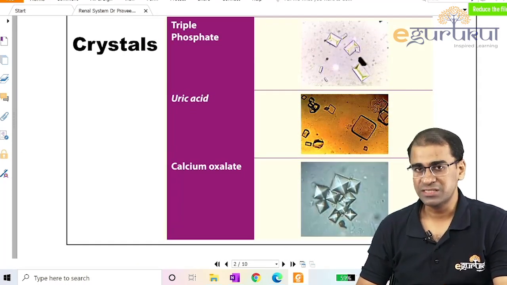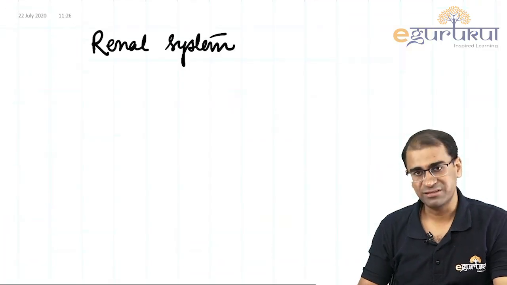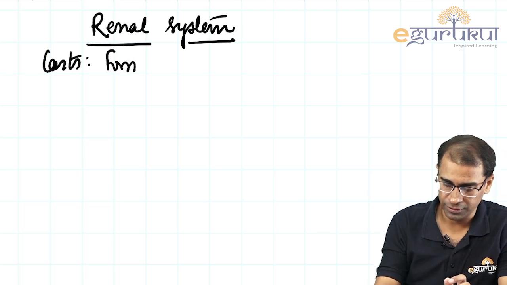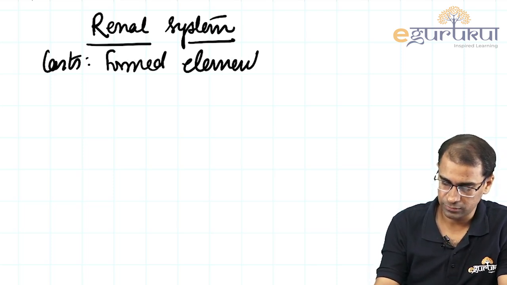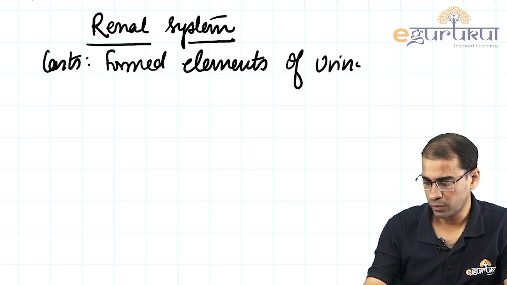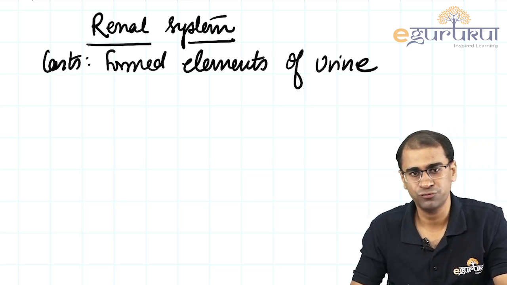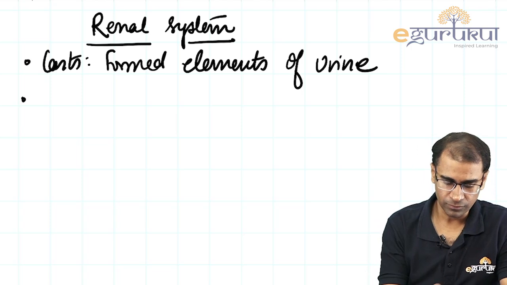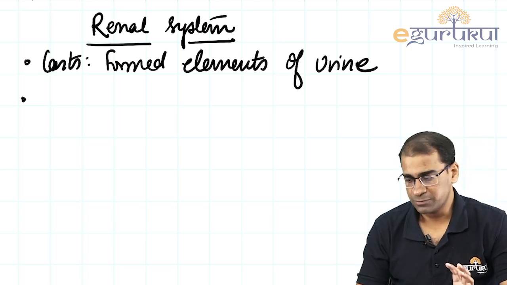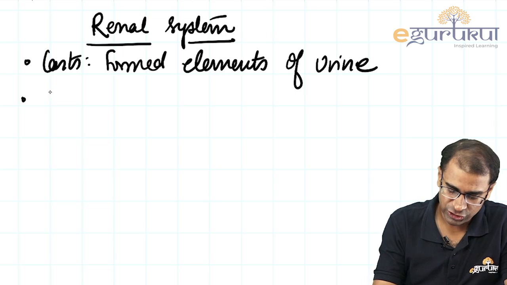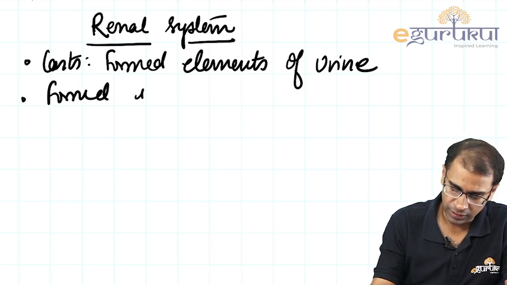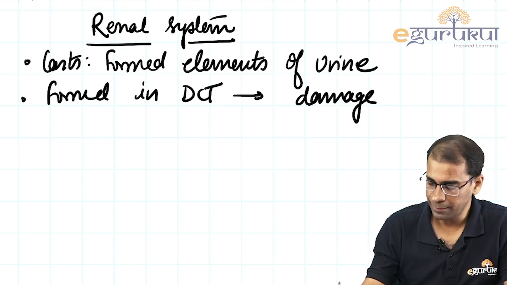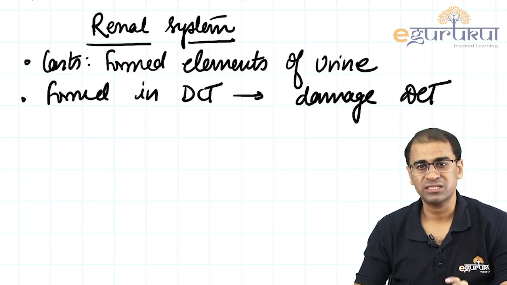Now we'll see where you see these casts, and then we'll see the entire system. First of all, I told you casts are exactly the formed elements of urine. Formed elements in the urine are called casts. Now, casts are actually formed in the distal tubules and they basically damage the DCT, and therefore casts are very dangerous.